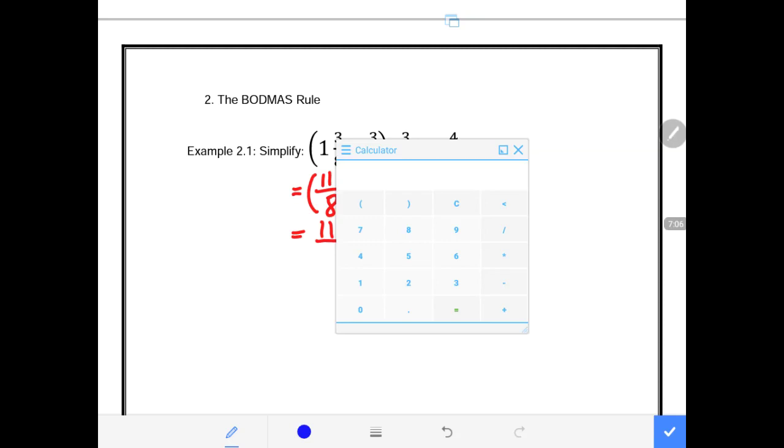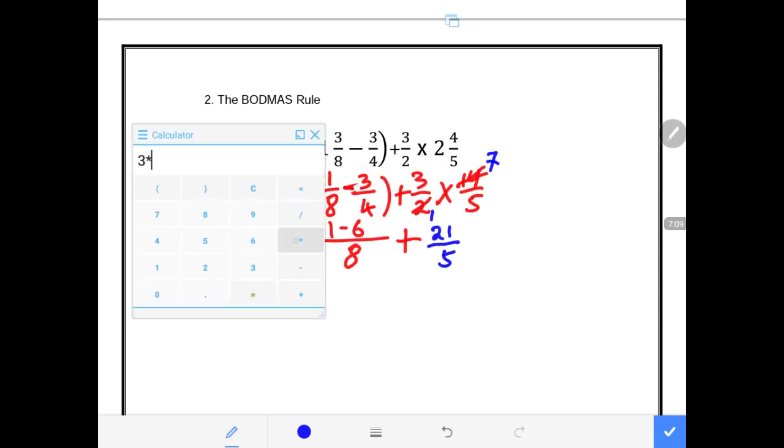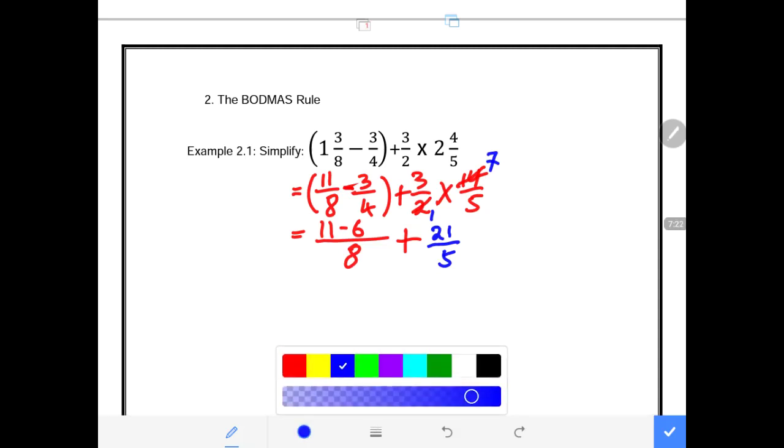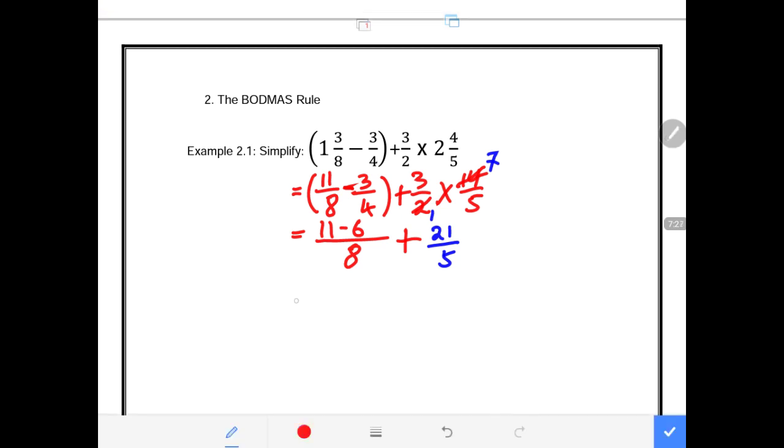Let me just verify my calculations. 3 times 7 is equal to 21, and 1 times 5 will give us 5. So now this will be our second simplified version of our calculations. And still continue with the red writing pen. Then now in this case, we are very clear that 11 minus 6 will give us 5 over 8 plus 21 over 5. We have 5 over 8 plus 21 over 5.